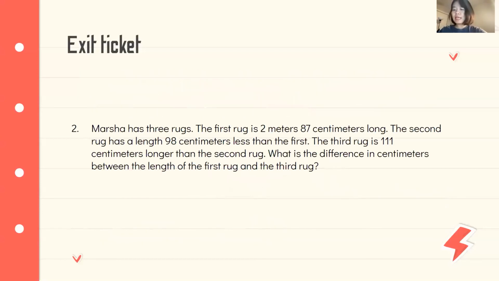And our second question is, Marsha has 3 rocks. The first rock is 2 meters, 87 centimeters long. The second rock has a length 98 centimeters less than the first one. The third rock is 111 centimeters longer than the second rock. What is the difference in centimeters between the length of the first rock and the third rock? Okay, so we already know the length of the first rock. So let's start with the diagram with the first one first.